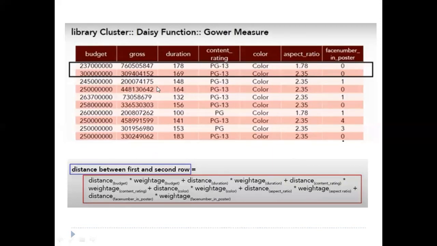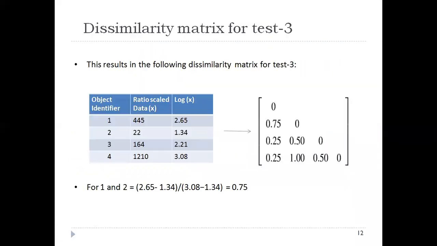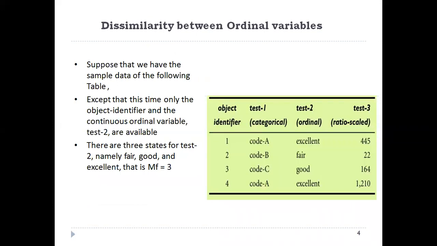Imagine when you have thousands of data points: you take one data point and do it for the rest of the 999 data points, then take the second data point and do it with the rest of the 999. So the computation is really hard. That's all I have for Gower similarity. Hope you are able to understand this better.